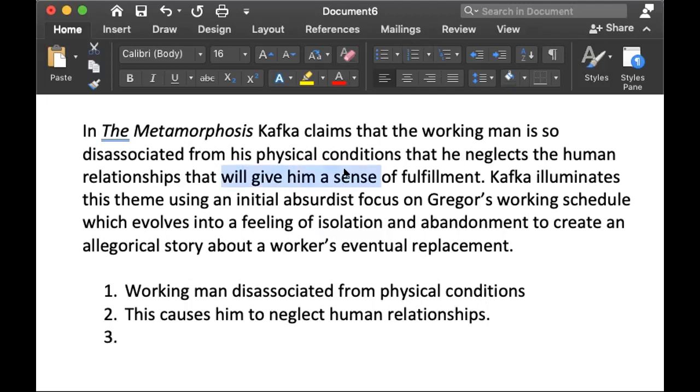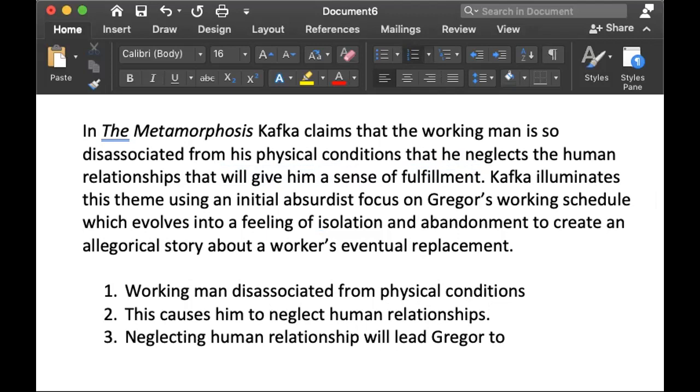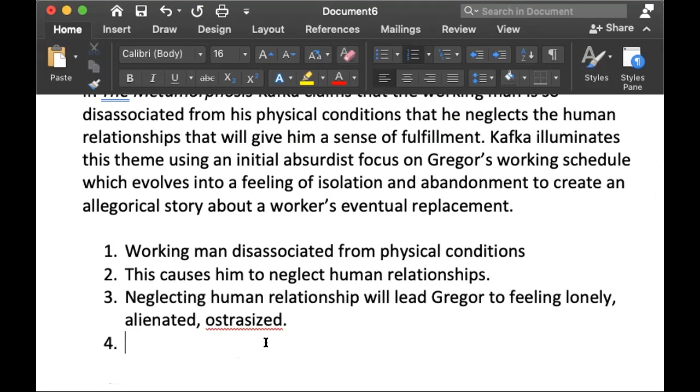Okay, and then my third paragraph, it will give him a sense of fulfillment if he were to have those human relationships. So in this little section, I'm realizing that I am making some assumptions that I'm going to need to explain to my reader. It looks like I'm going to need to tell them that neglecting human relationships will lead Gregor to feeling lonely, alienated, ostracized, neglected, all of that. Whoops, I don't know how to spell ostracize. Look that up here in a second. And I want to say how if he were to have these relationships with people, he might get a sense of fulfillment.